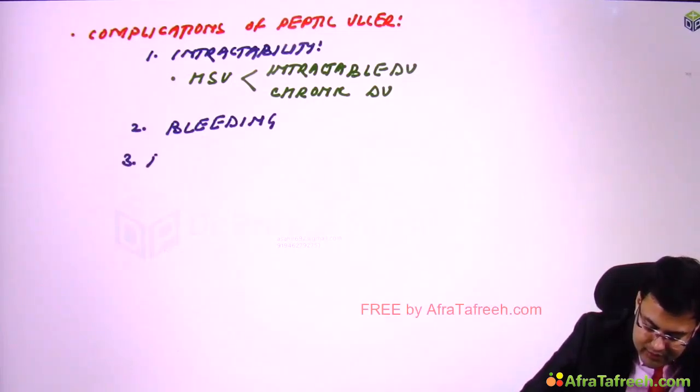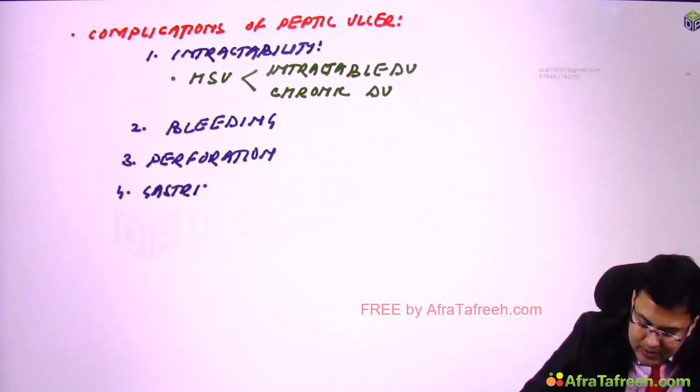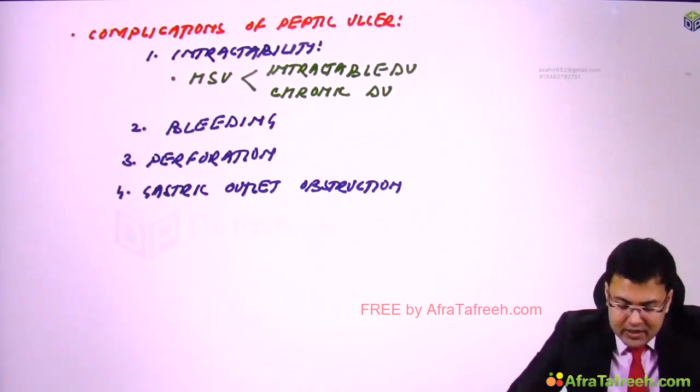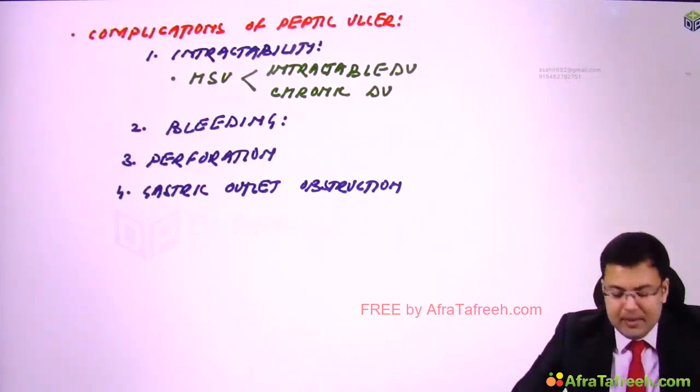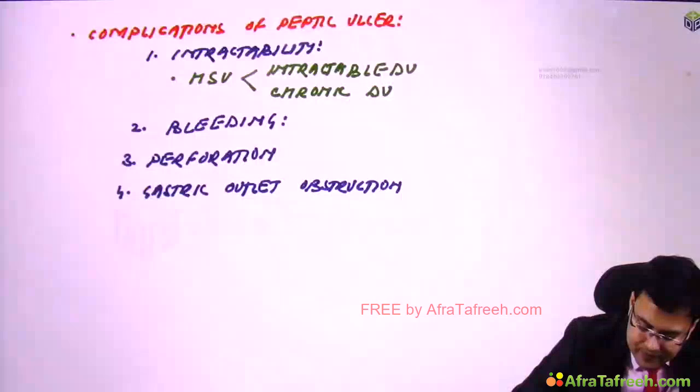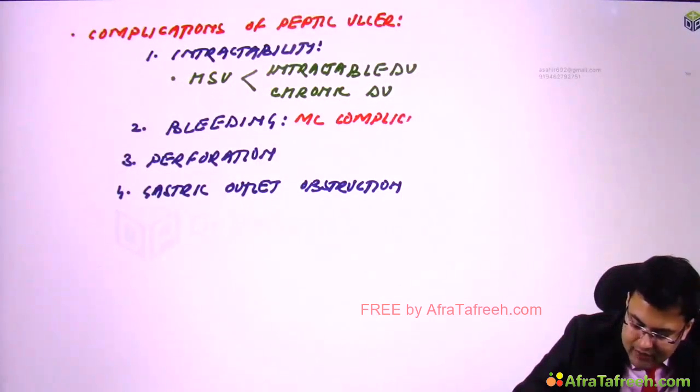Second is bleeding. Third is perforation. And fourth is gastric outlet obstruction. First question is asked, what is the most common complication of peptic ulcer? So it's bleeding. Bleeding is the most common complication of peptic ulcer.